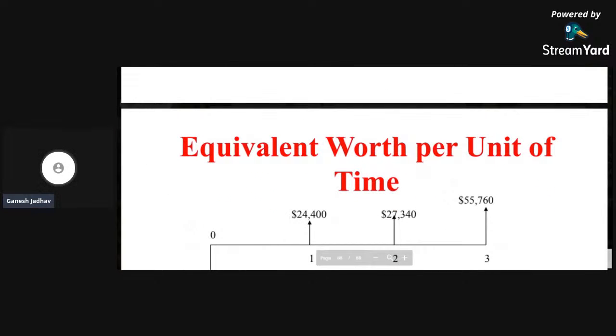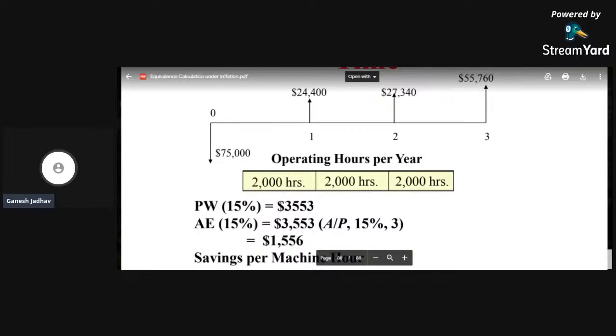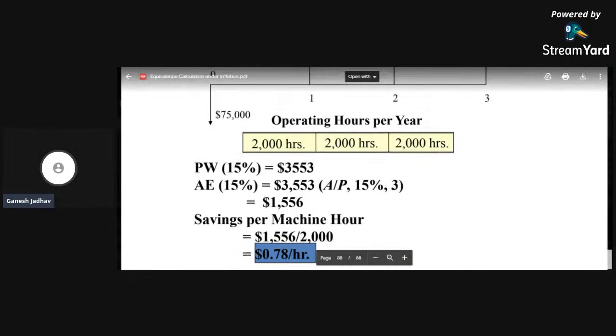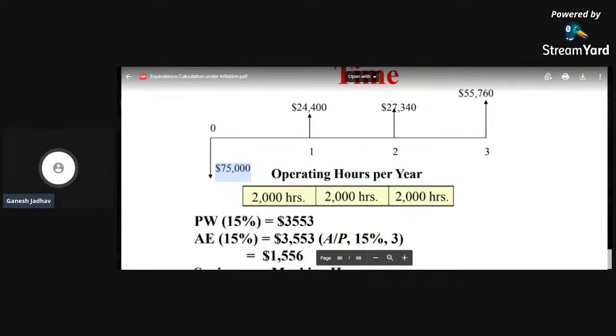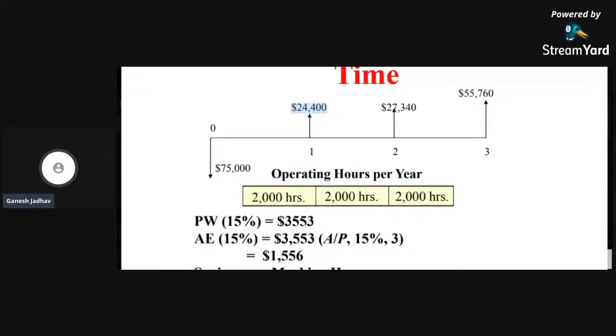So here is the actual data you have to work with. This is the operating cost per year. The first value is $75,000, which is the initial value, then the salvage value is 55,760. Then in the first year it is 24,400, then 27,340 also. So this is the operating hours per year. This is the actual example.